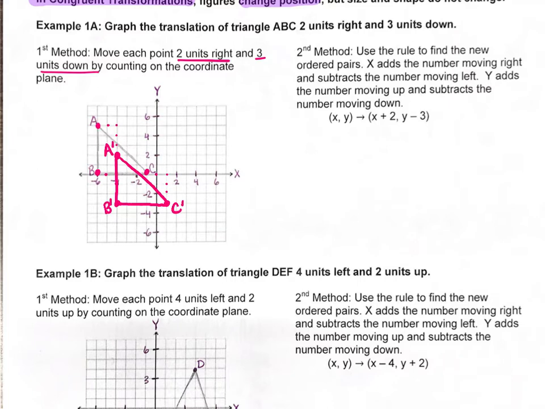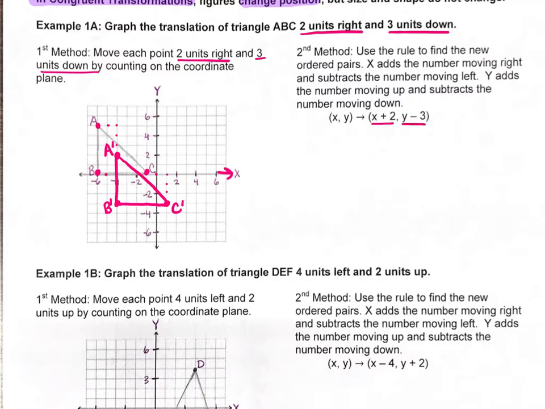Our second method is to actually use a rule to find the new ordered pairs. X adds the number moving right and subtracts the number moving left. So since it went 2 units right, going to the right on the coordinate plane, notice it goes more positive. So we take the x value and we add 2. So we've got x plus 2. And then y is going up and down. It adds the number moving up and subtracts the number moving down. So it's 3 units down, so we'll take the y value and subtract 3.